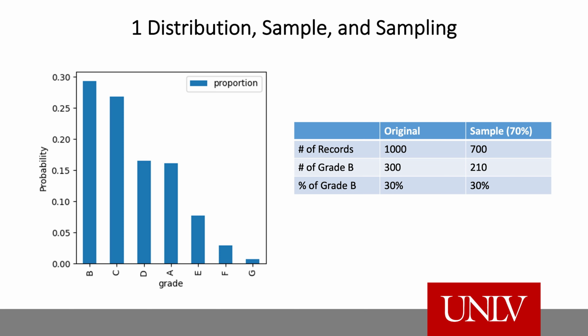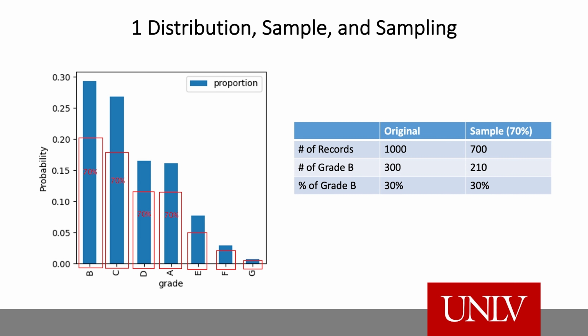In Python, we split the dataset by each grade. Randomly sample 70% from each subgroup and then combine them back. This way, the final sample keeps the same distribution of grades as the original dataset, making it more representative.